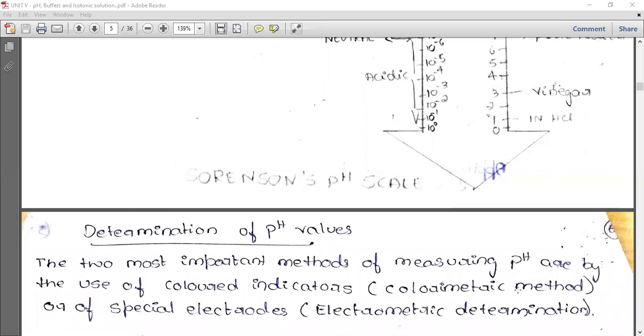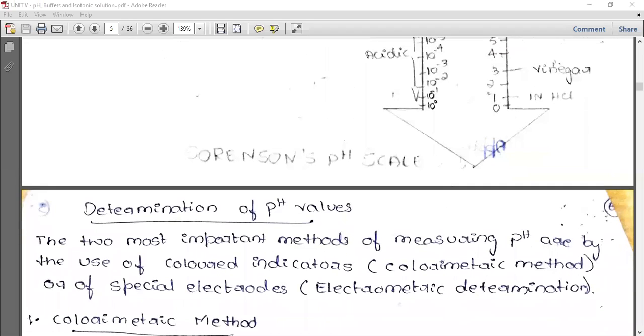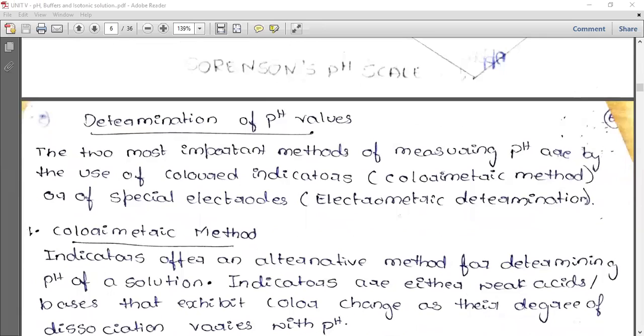So out of colorimetric method and electrometric method, electrometric gives us the exact reading compared to colorimetric method. Even with colorimetric method we do get a value, but plus or minus 2 or plus or minus 0.5 would be the difference. But electrometric method directly gives us the exact value of the pH, whatever we are supposed to determine. Clear? So moving on to first, colorimetric method. So as I said, it is based on the color.